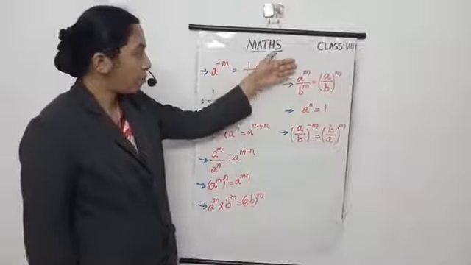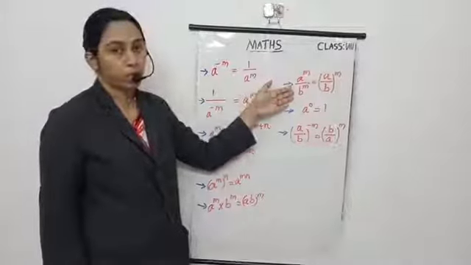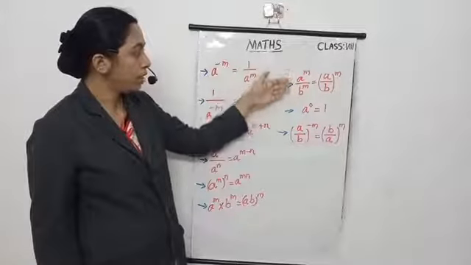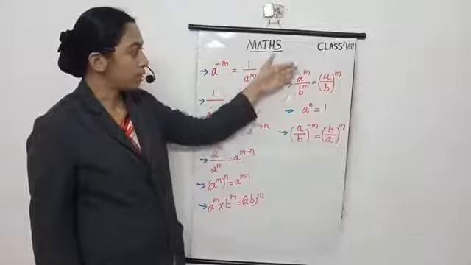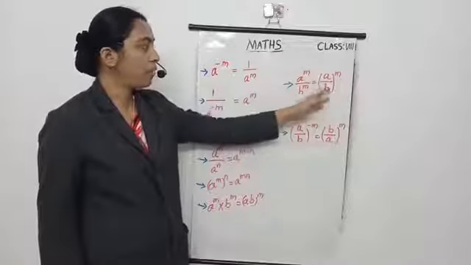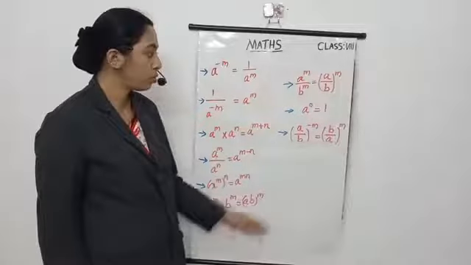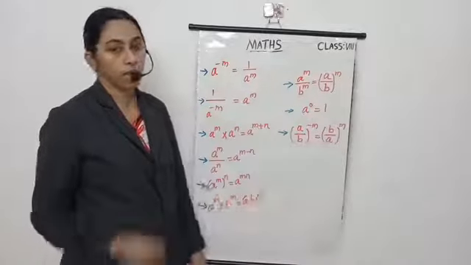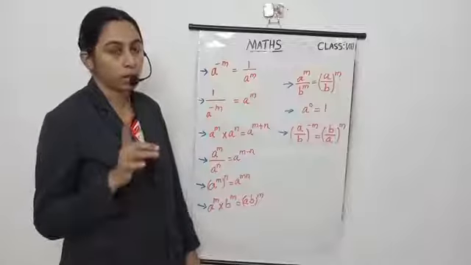Next is a raised to m by b raised to m. Different bases, same exponents. So this can be written like a by b all raised to m. Understood? Now a raised to 0 equals 1. Any number raised to 0 means 1.